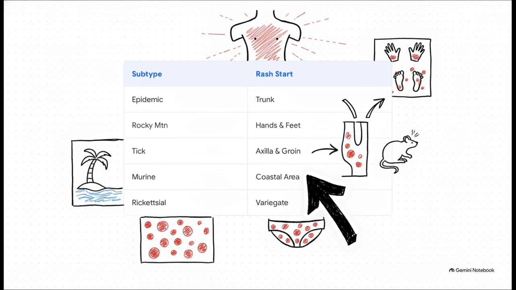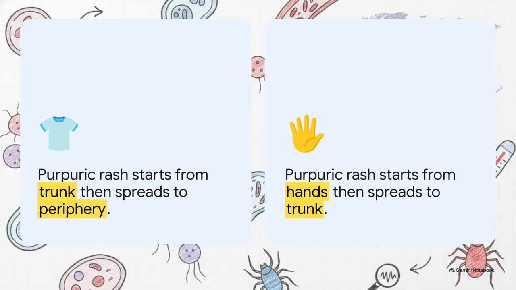Let's zoom in on the most tested concept here, though. This is absolute board exam bait, so pay attention. You have to be able to distinguish between epidemic typhus and Rocky Mountain spotted fever, or RMSF. Just remember the directions. Epidemic spreads outward from the trunk to the periphery. Rocky Mountain spotted fever spreads inward, starting at the hands and feet and moving toward the trunk. That directional spread is the golden diagnostic clue.